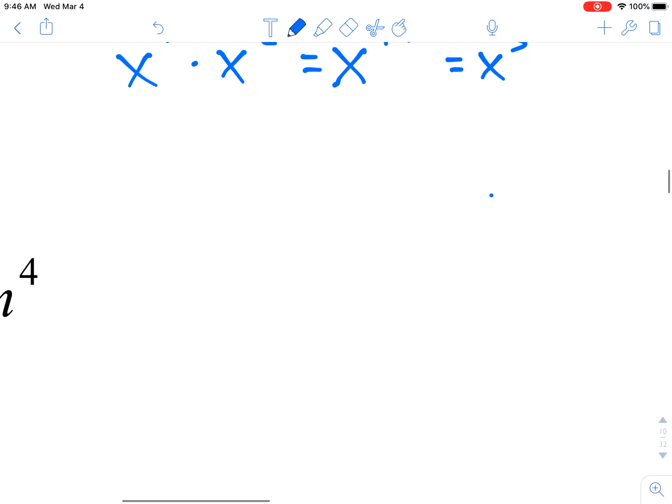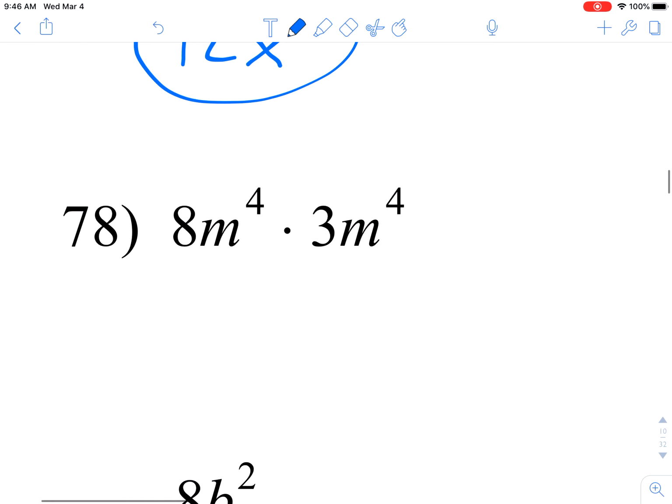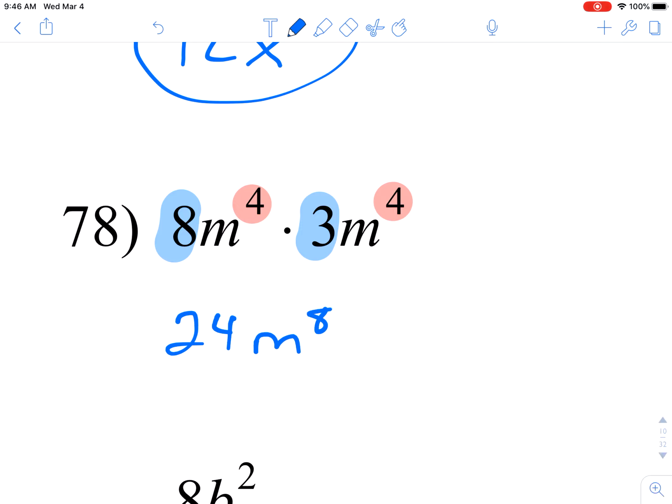Let's take a look at problem 78. Again, the same thing. The first thing you're going to do is look at the coefficients first. 3 times 8 is 24. m is going to stay the same. And then we're just going to look at these here. 4 plus 4 is 8. Again, that's called the product rule. You're multiplying variables that have the same base, so you simply add the exponents.